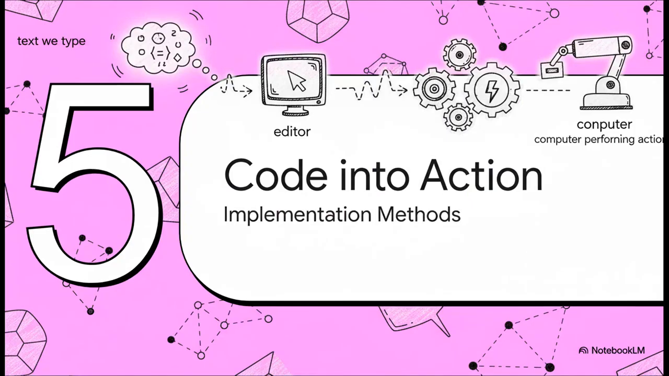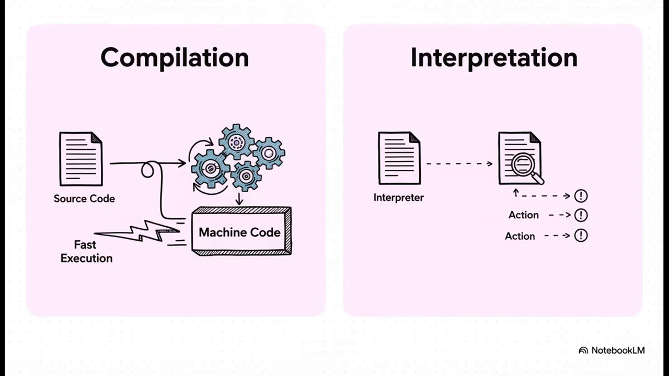Okay, so for our last section, let's talk about the final piece of this whole puzzle. How does the code that we write, the text in our editor, actually become something the computer can understand and execute? Well, there are basically two main ways this happens: compilation and interpretation. With compilation, you take your entire program and run it through a special translator, a compiler. It chews on it for a while and spits out a new file of pure machine code. That translation step can be slow, but once it's done, the program runs incredibly fast.